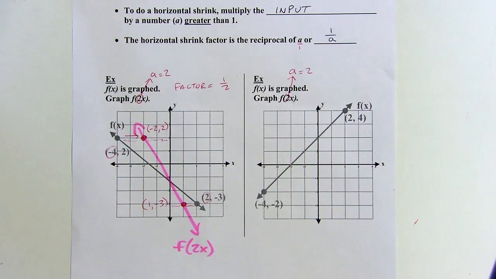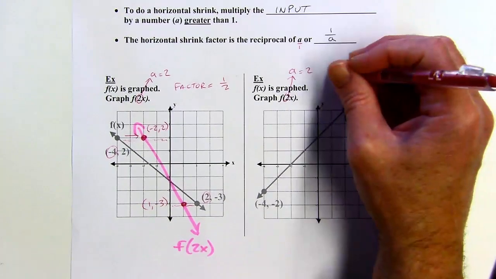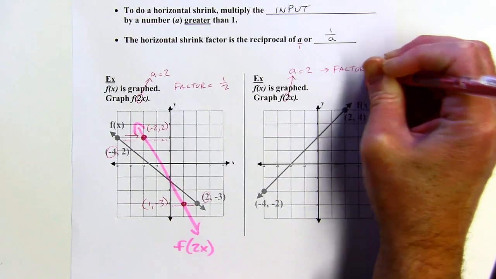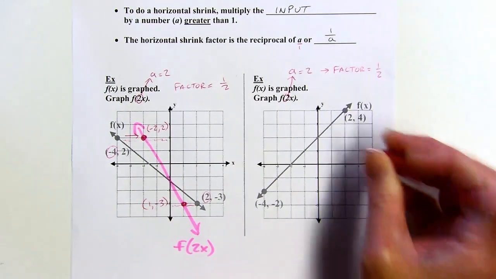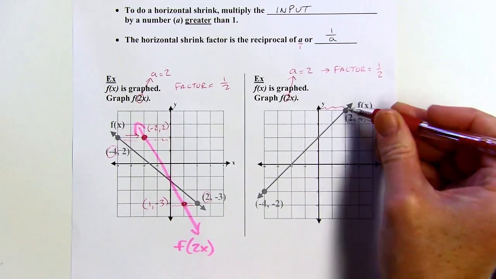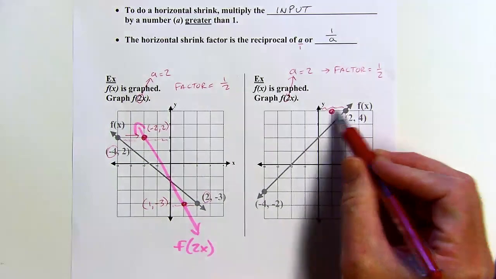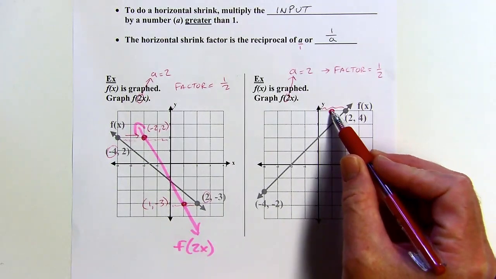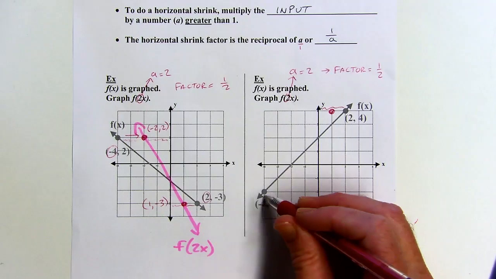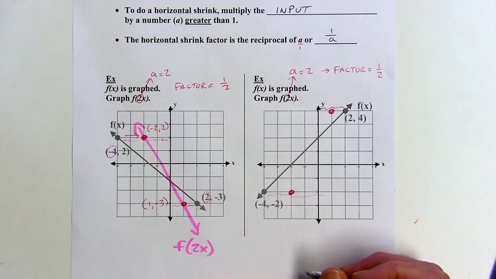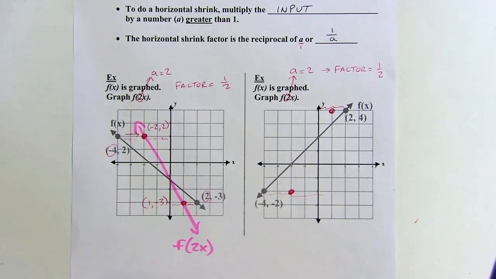On this next one, again my factor is going to be the reciprocal of 2, which is 1/2. So these points are going to move in. That one's going to end up right there, because the original point was 2 units away, so that'll be 1 unit away. And down here, I'm 4 units away, so I take half of that, because the factor is 1/2. And there we go. Then again, connect the dots here.